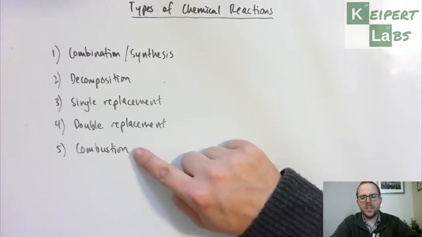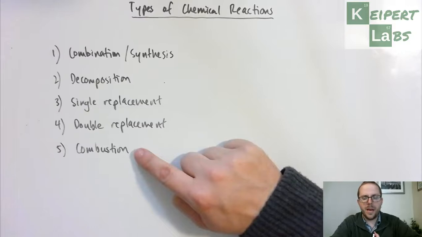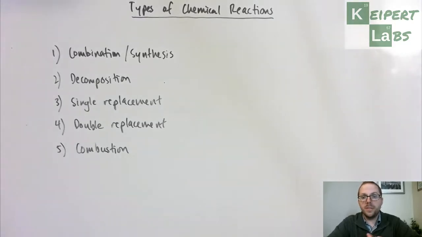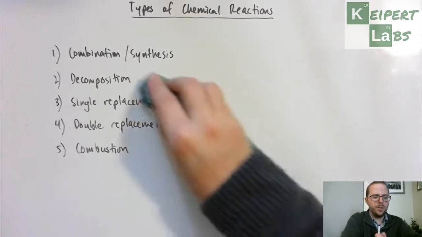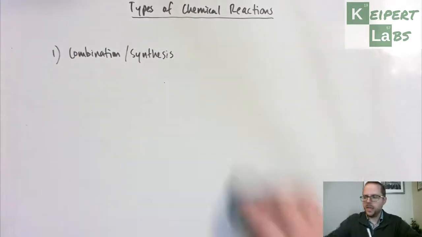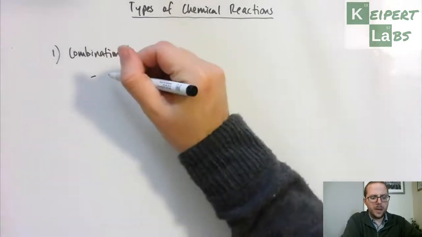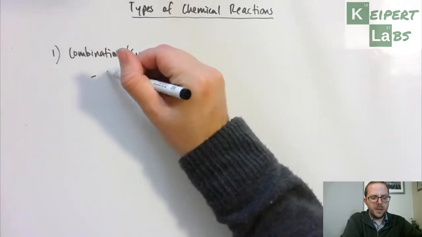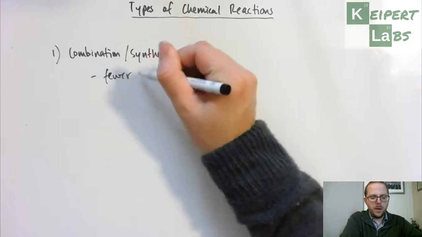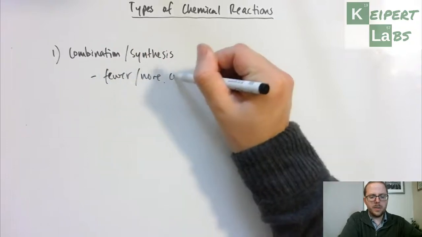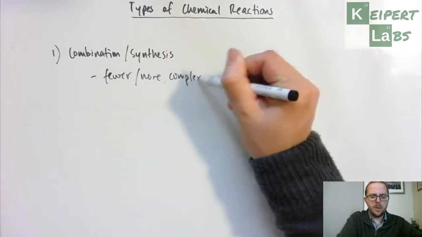Each of the reactions that we come across, by and large, will fall into one of these types, and by observing how we would define these, you can start to spot them wherever we come across them. So the first one we're going to have a look at is combination or synthesis reactions. Basically we are producing fewer or more complex products.